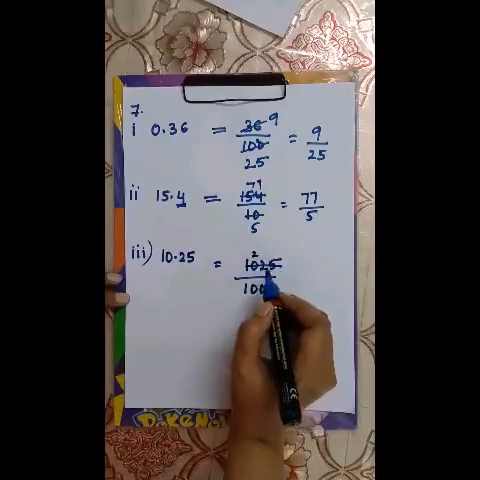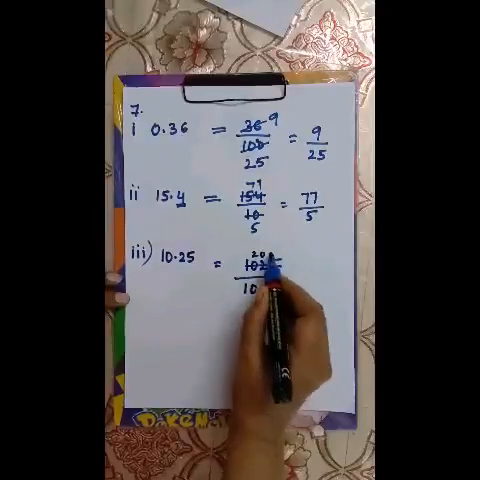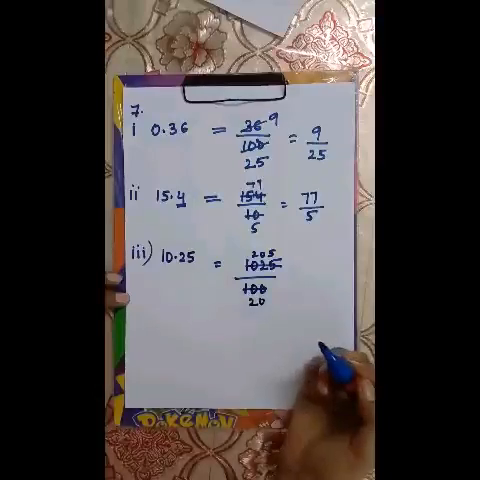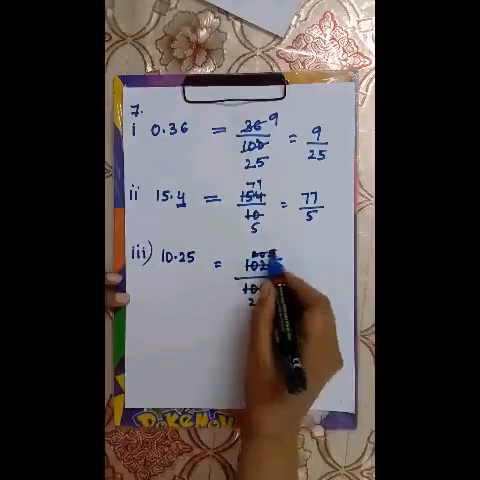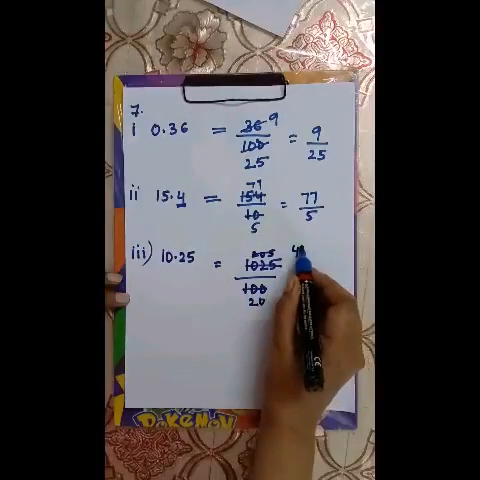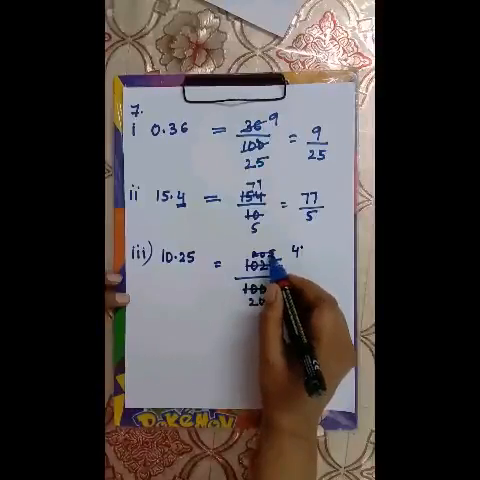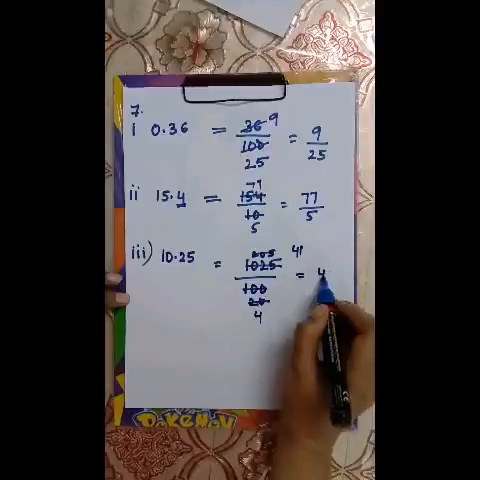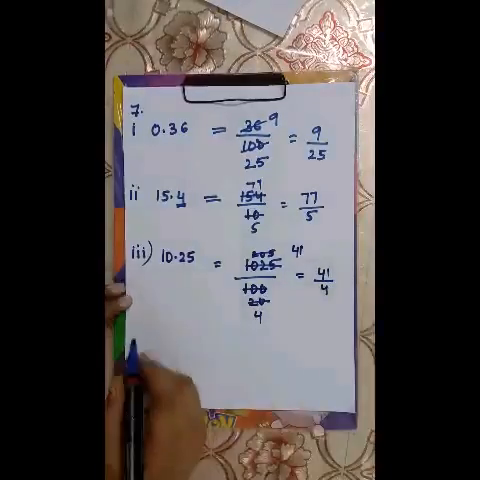5 2s are 10. 0. 5 5s are 25. 5 2s are 10. 0. Again in 5 table it will go. 5 4s are 20. 5 4s are 20 and 5 1s are 5. 5 4s are 20. So 41 by 4.